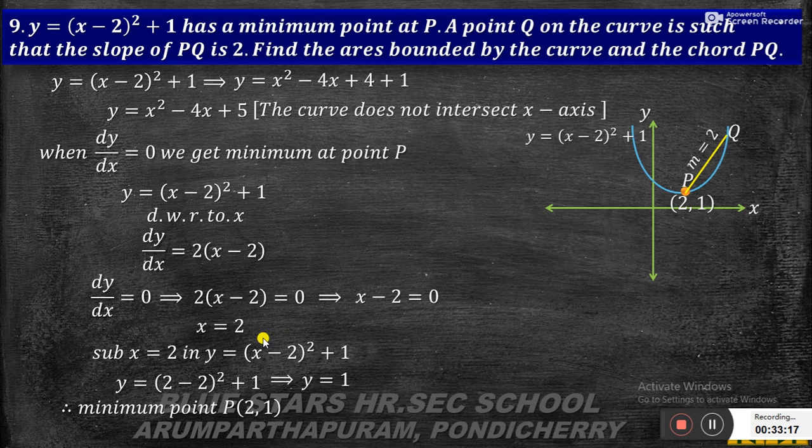So x equal to 2. I substitute x equal to 2 in y equal to x minus 2 whole square plus 1. Here the x value is 2, so I substitute 2 minus 2 whole square plus 1, that means y equal to 1. So the minimum point is x equal to 2, y equal to 1, that is 2 comma 1. This is the minimum point.